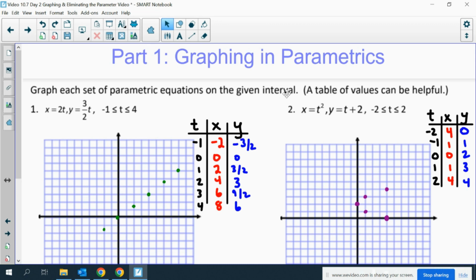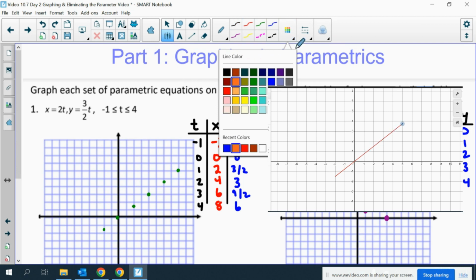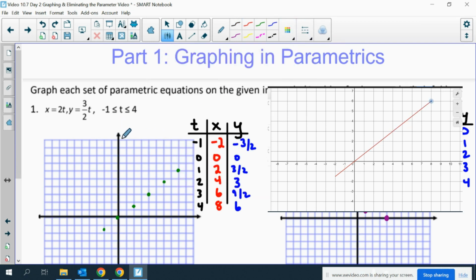If we graph each set of parametric equations on the given interval, I've already made the table of values, and those aren't very hard. You just substitute values of t in order to get points. And then what we can see here is if we start at -1 and go to 4, my graph would be moving in this direction. The graph starts here and then moves up and to the right.